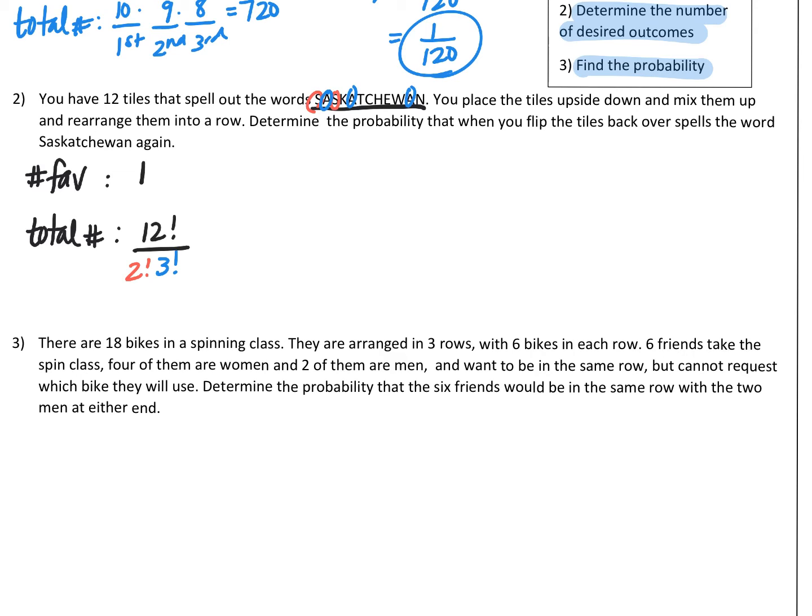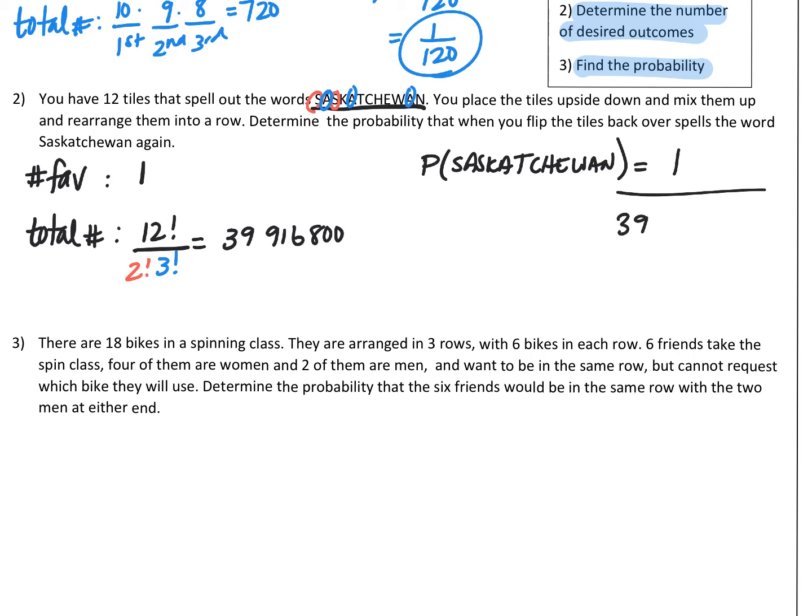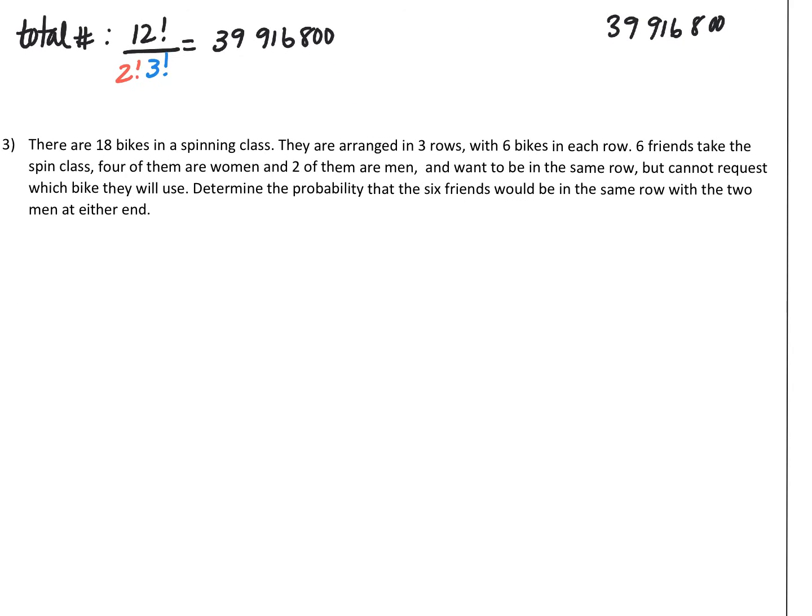So it'll be 12 factorial divided by 2 factorial times 3 factorial, which comes out to be 39,916,800. So the probability that it's going to spell the word Saskatchewan, remember you can just say the probability of the event, but I'm going to get a little bit more specific here, is 1 in 39,916,800. Okay. All right.